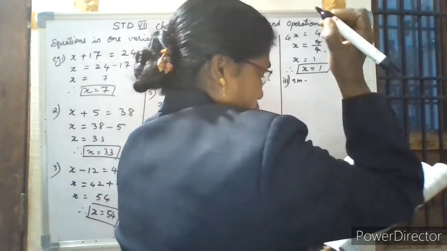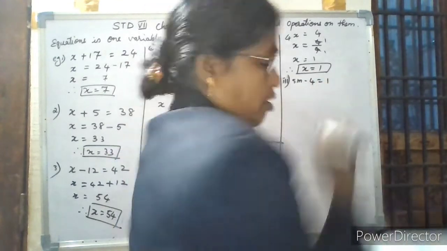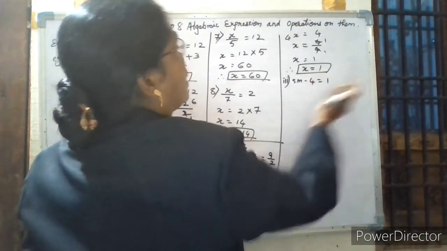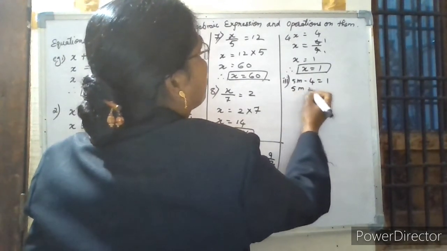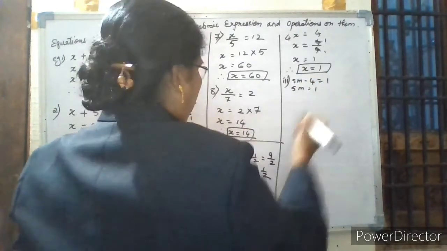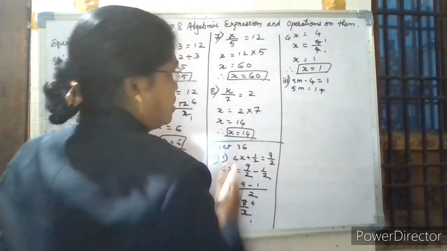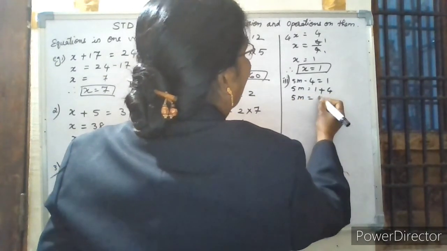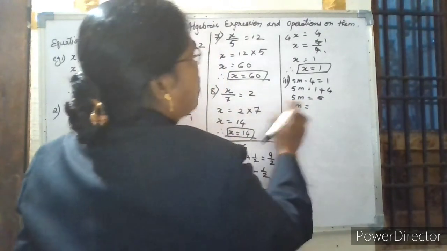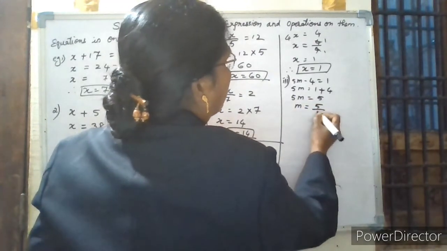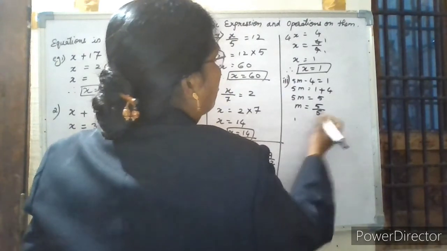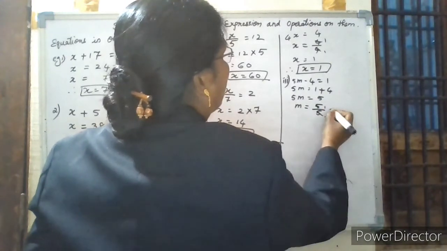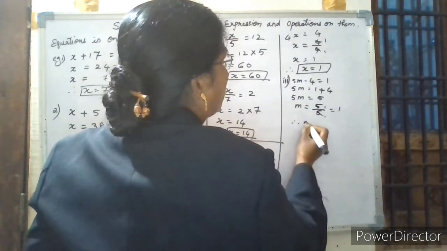Third question is given as 5m minus 4 is equal to 1. First, this minus 4, take it to that side. So 5m is equal to 1. If I take it to that side, it will be plus, just like the previous question. So plus 4. So 5m is equal to 4 plus 1, which is 5. Now m is multiplied by 5, so it goes there and gets divided. Therefore m is equal to 5 ones are 5, so m is equal to 1.